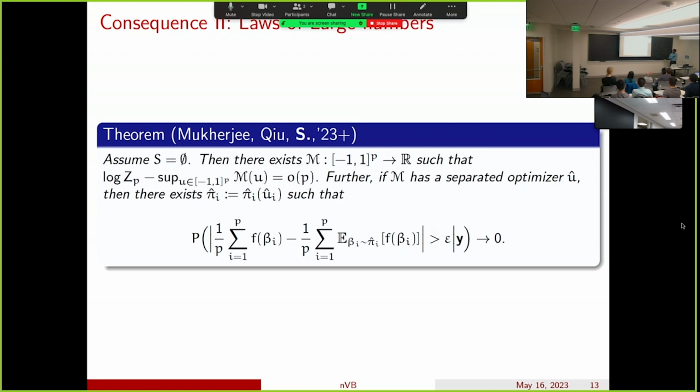But beta i's are sampled from pi, not pi hat, right? Here, this beta i is sampled from the posterior. So this probability is over the beta i. Beta is a sample drawn from the posterior. I look at this empirical average for a sample that I draw from the posterior distribution. Generally this posterior is hard to understand, so I don't know the behavior of this average. What I can say is that if there is a well-separated, nice optimizer u hat, then that will help me understand the behavior of this.